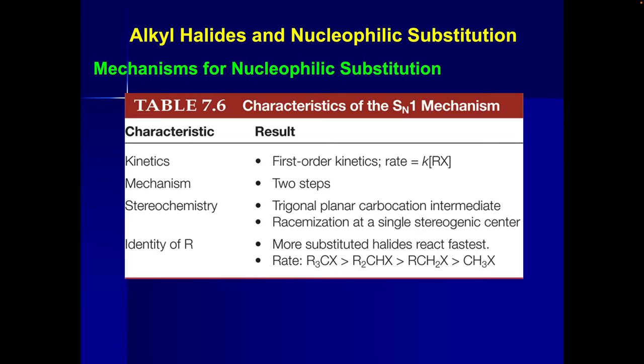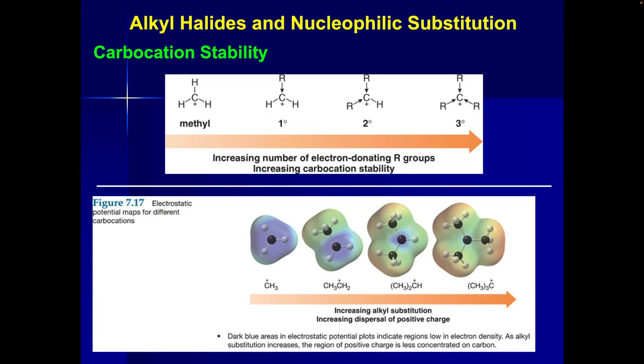And we know that the more R groups that we have attached to the carbon with the halogen, the faster the reaction. And we know it's going to be tertiary is much greater than secondary. These really don't undergo SN1 chemistry at all. Okay? And we can look at these so-called electrostatic potential maps to see that.